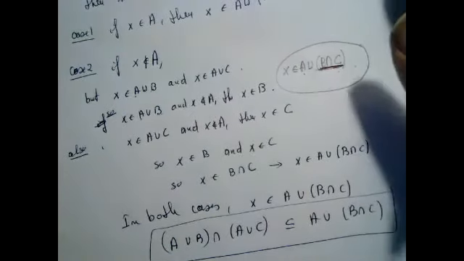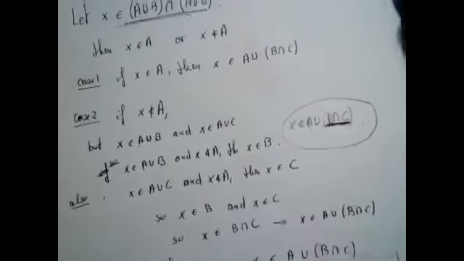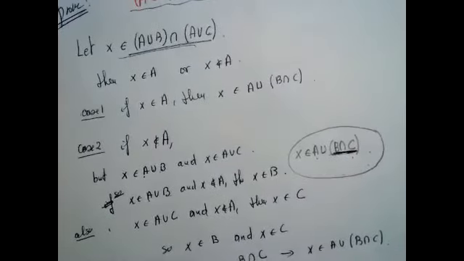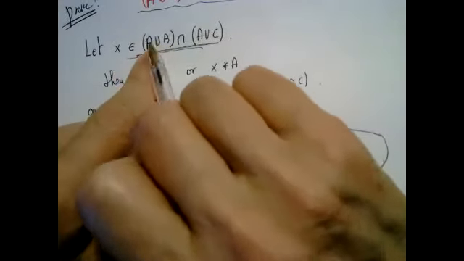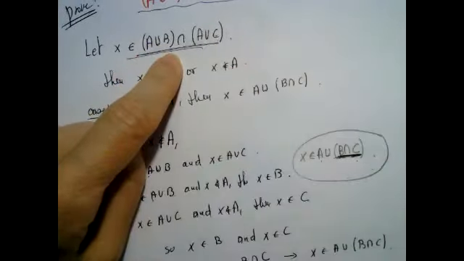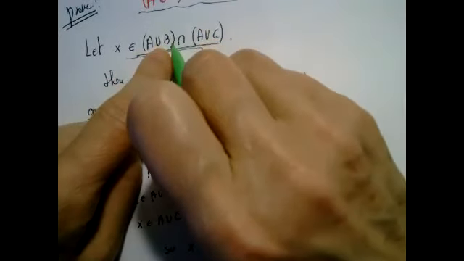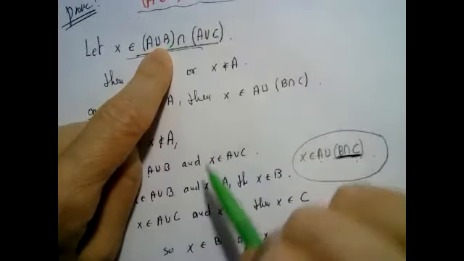So let me go over the idea of the proof that we wrote. We said that X be in A union B and A union C. So we took two cases. If it's in A, I'm done.